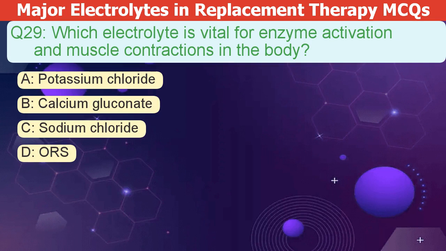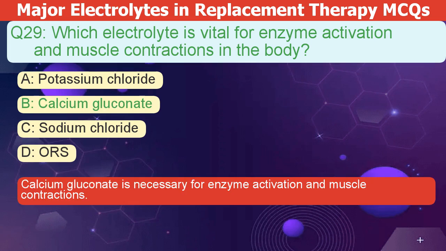Which electrolyte is vital for enzyme activation and muscle contractions in the body? A. Potassium chloride. B. Calcium gluconate. C. Sodium chloride. D. OS. The correct answer is B. Calcium gluconate is necessary for enzyme activation and muscle contractions.